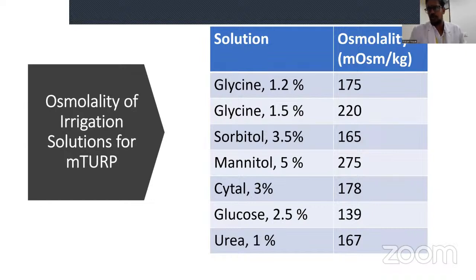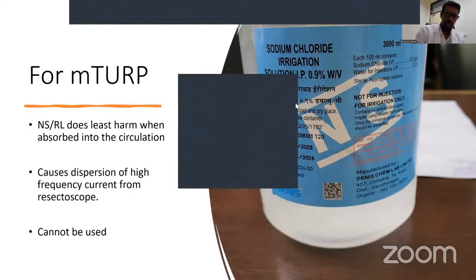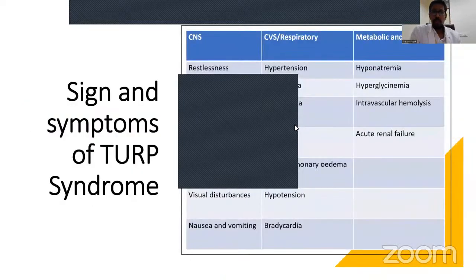Glycine 1.5% is probably the most commonly used irrigant during monopolar TURP. It has an osmolality of about 220 milliosmoles per kg. The normal blood osmolality is somewhere between 270 to 295 milliosmoles. So this is the one that is closest, but still it has a significantly lower osmolality compared to the blood. NS or RL, of course, is an ideal solution, but cannot be used for monopolar TURP because the current gets dispersed. That is not an issue when you're doing a bipolar TURP, but for monopolar TURP, NS or RL cannot be used.